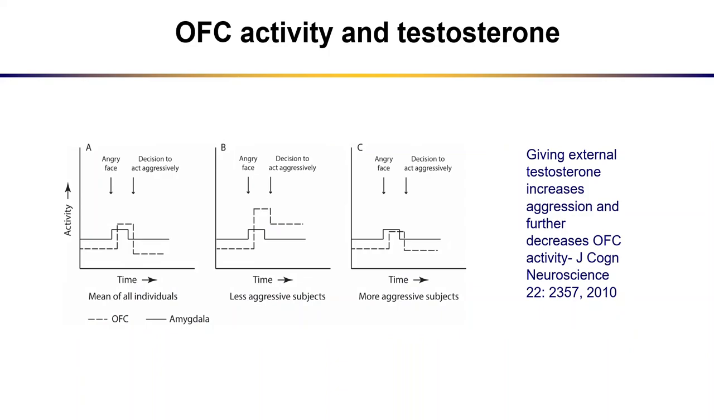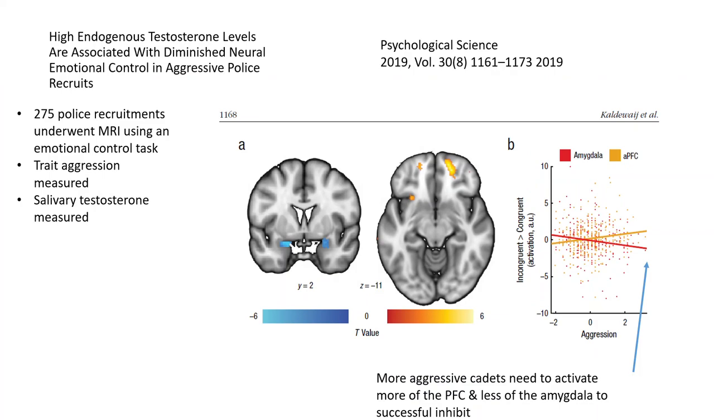We reviewed these graphs in the book. They're in the earlier chapter. In other words, when people become aggressive, their orbital frontal cortex activity decreases. If you give external testosterone, people are more aggressive, and they get further decreases in their OFC activity. Now this one's, again, another tough experiment, but it makes the point. High endogenous testosterone levels are associated with diminished neural emotional control.